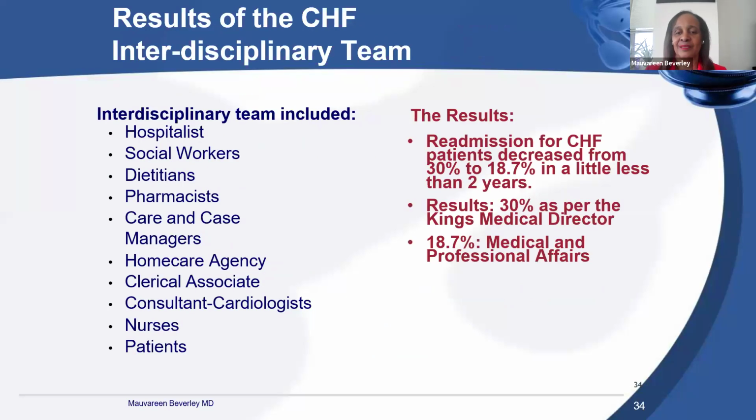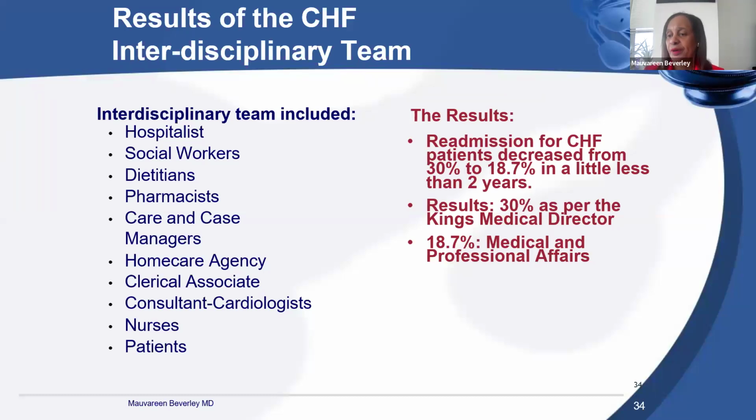Okay. So the interdisciplinary team was amazing. As you see on the slide, there were a lot of different departments involved: hospitalist, social worker, dietitian, pharmacist, home care agency, care case manager. We had a consultant, a cardiologist, nurses, and patients who were able to join the conversation and meet us at 9 o'clock in the morning if they were able to ambulate, and also the family could call in.